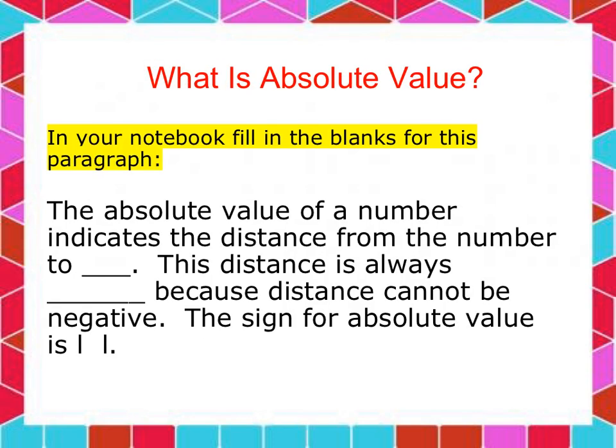All right, time to go back into your notes. Pause me, fill in the blanks for absolute value. When you're ready, go ahead and start me again for checking. The absolute value of a number indicates the distance from the number to 0. This distance is always positive because distance cannot be negative. The sign for absolute value is here.